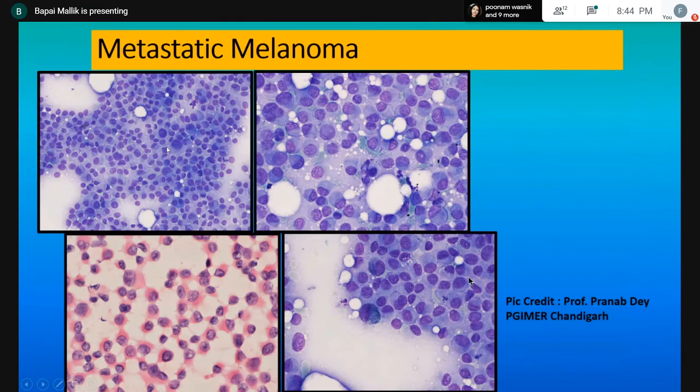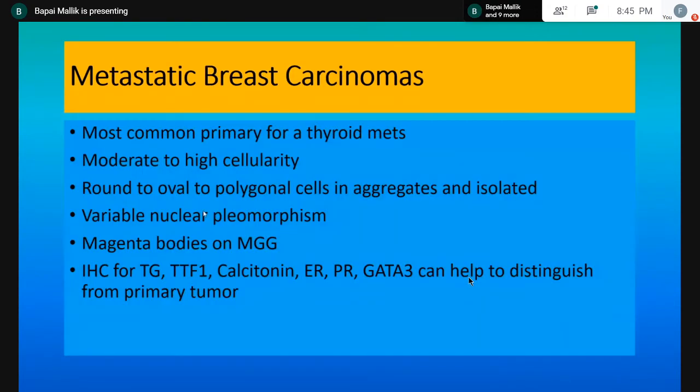And this is what it looks like, so-called plasmacytoid cells. Looks almost like a medullary carcinoma having some sort of a pigment. But then you do your immunos and you find that they are positive for HMB45 and other melanocytic markers. And you know this patient had a melanoma somewhere else, and so it is a metastasis of the melanoma.